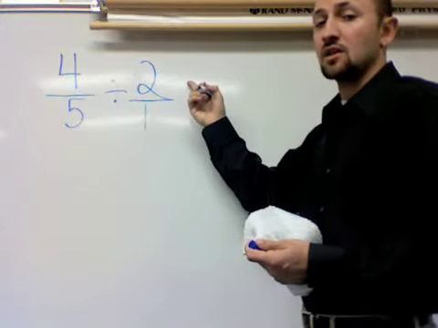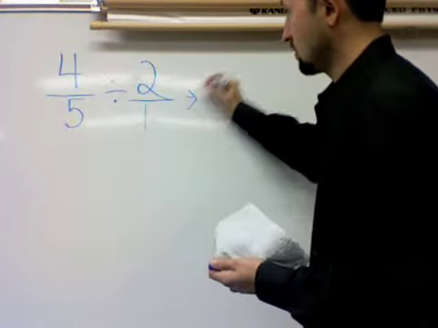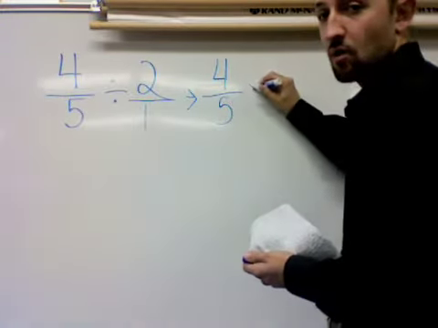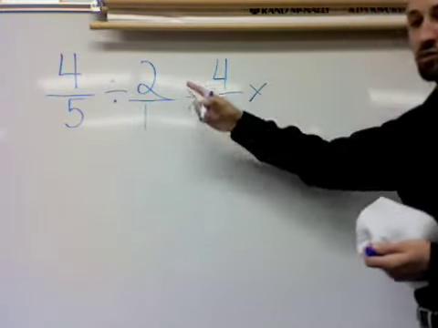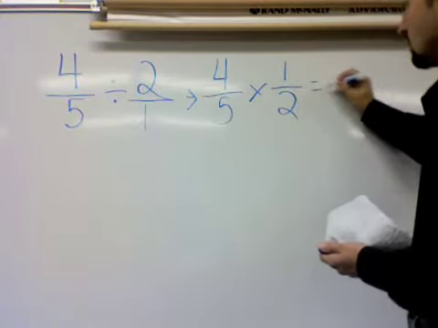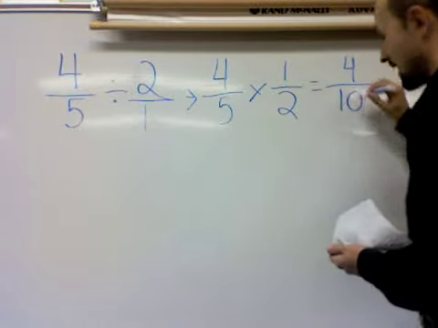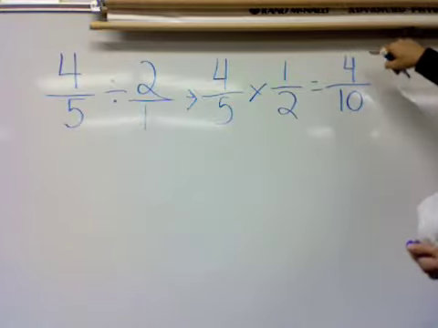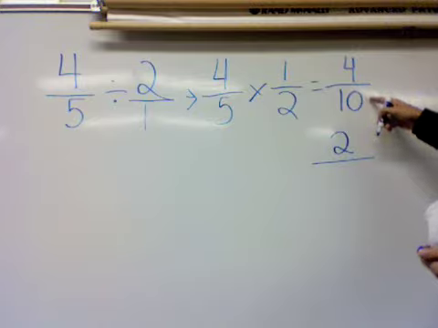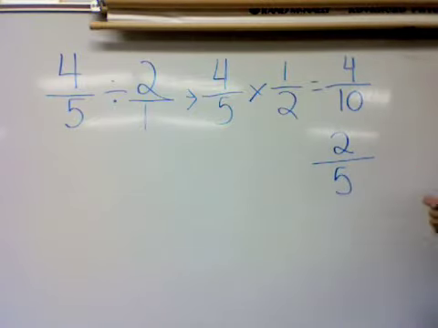Just like last time, I want to take 2/1 and make the reciprocal. So it turns into this problem. 4/5, which I'm going to now multiply by the reciprocal of 2/1, which is 1/2. Now if we work this out, we get 4/10. This can be simplified. 2 goes into 4 2 times, and 2 goes into 10 5 times. So my new and final answer is 2/5.